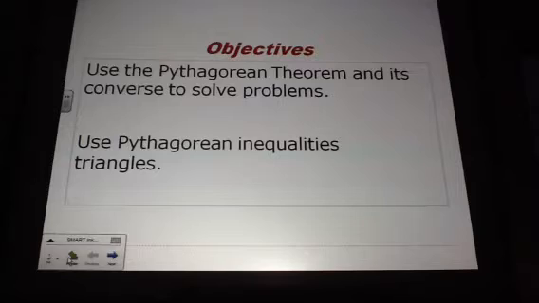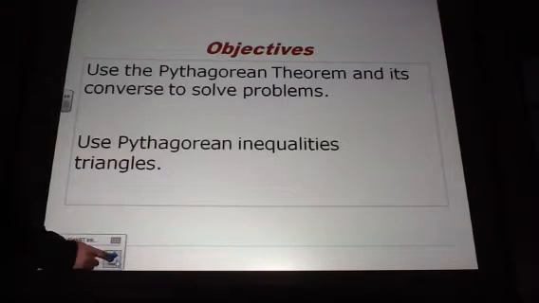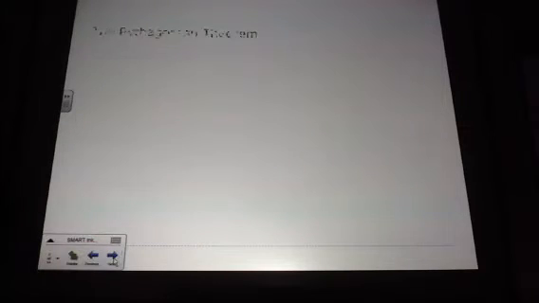Tonight we're going to talk about the Pythagorean Theorem. Objectives: use the Pythagorean Theorem and its converse to solve problems. We're also going to use the Pythagorean Theorem in equilateral triangles. Pythagorean Theorem.